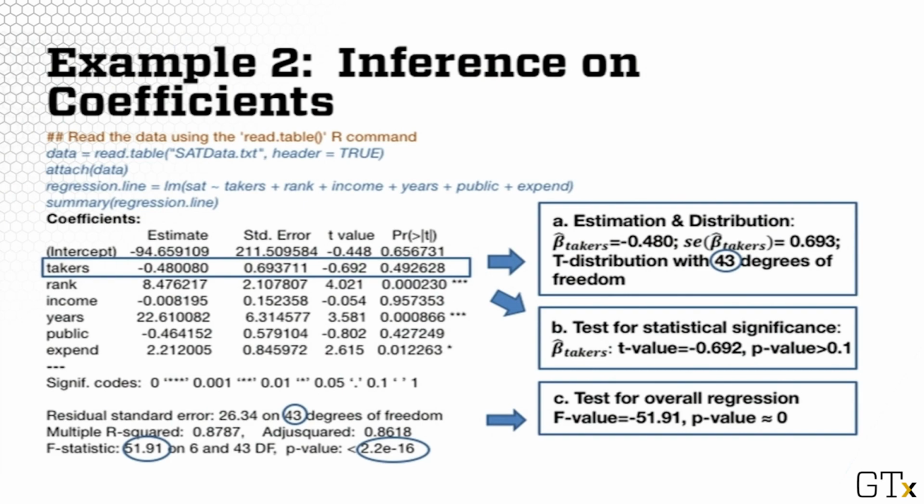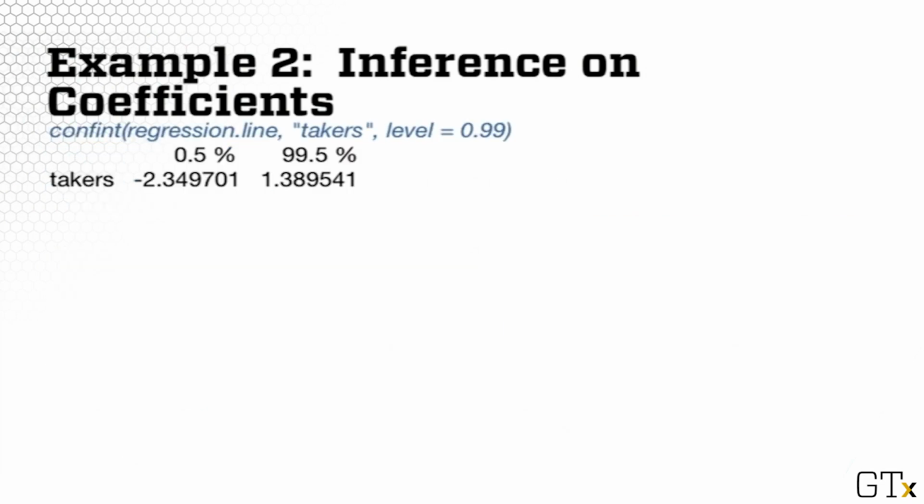If we want to test for overall regression, we can use the F test. The F value is 51.91. The p-value is approximately 0, which means that at least one of the predictive variables has predictive power among the predictive variables we include in a model.